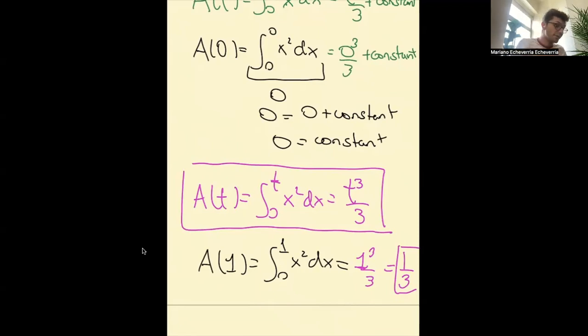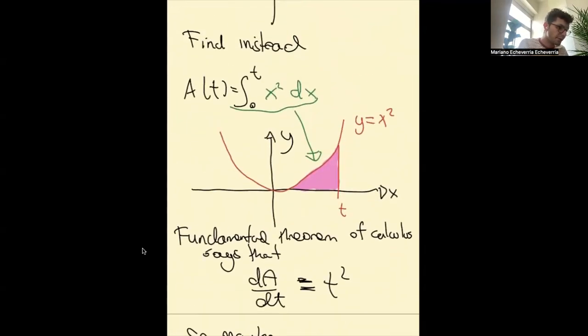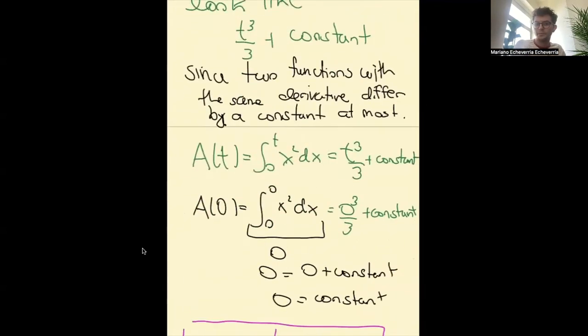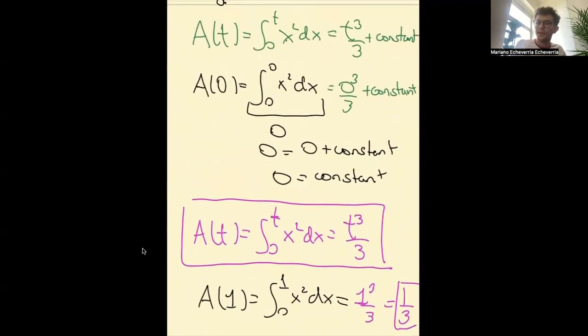So that means that the area of the original parabola between 0 and 1 that we were trying to find will be just 1/3. Is that okay? Is that making sense?